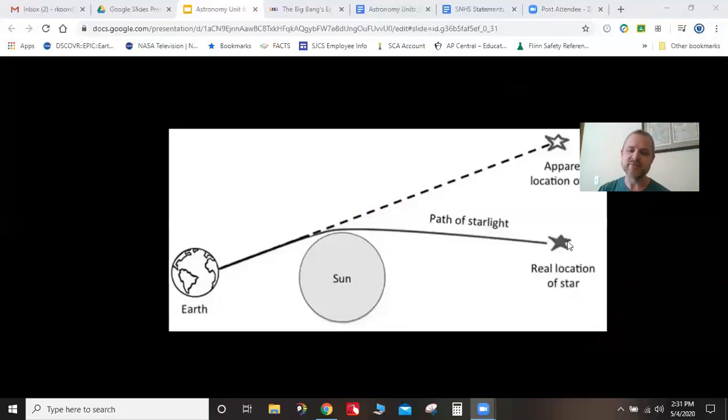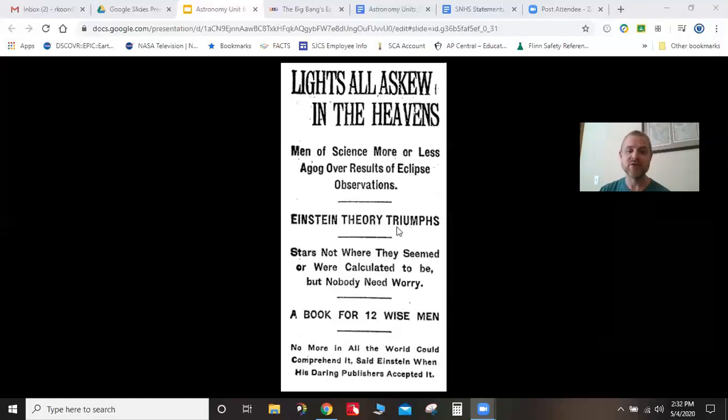Say that I have the stars here, the light bent around the sun. The star is actually here, but it appears here. How could you tell the difference? Well, during the daytime, you can't unless you have an eclipse. So in the year 1919, shortly after Einstein theorized this, there was going to be a solar eclipse.